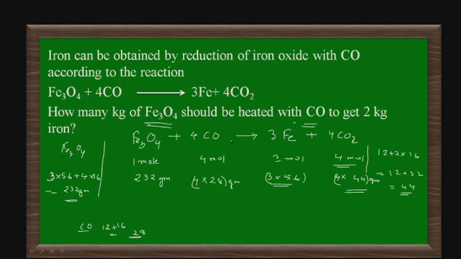You don't need to go for limiting reagent because there is no mention about the amount of reactant. You only need to calculate the amount of reactant required to produce 2 kg of iron. So here you use only the stoichiometric calculation to find out the amount of Fe3O4. We will use only the values for Fe3O4 and Fe. 3 into 56 is equal to 168 gram. Because here you need to calculate Fe3O4 to get 2 kg of Fe, only these two data will be involved in this question.